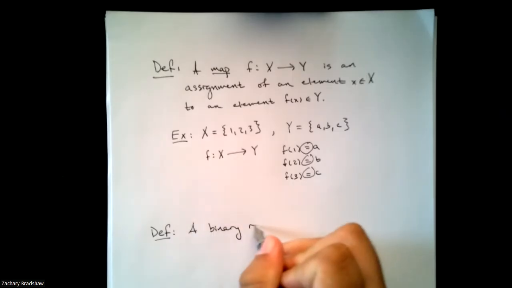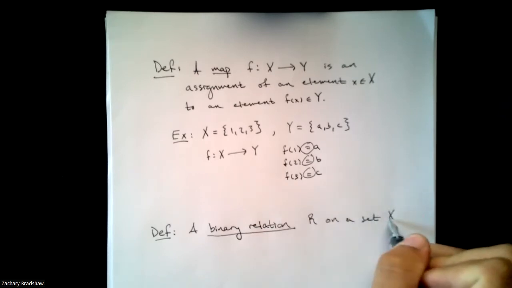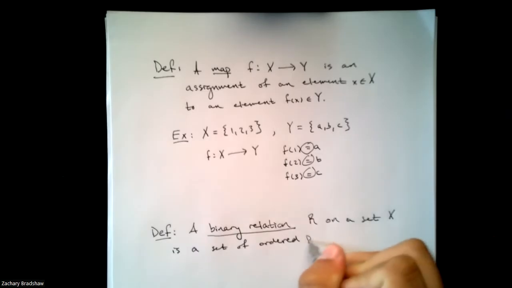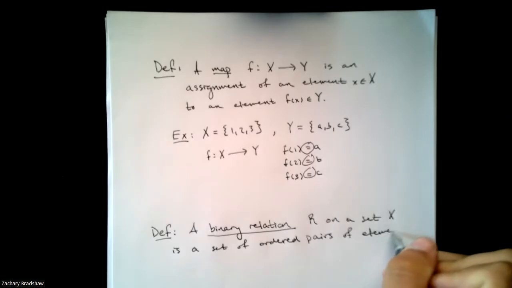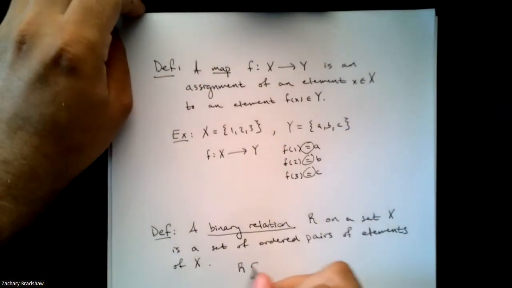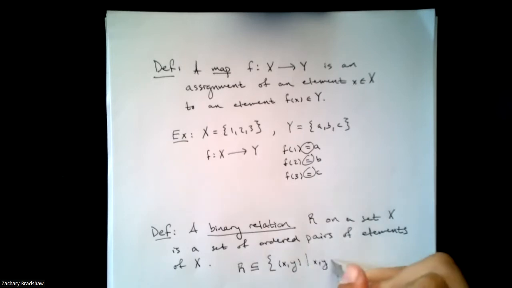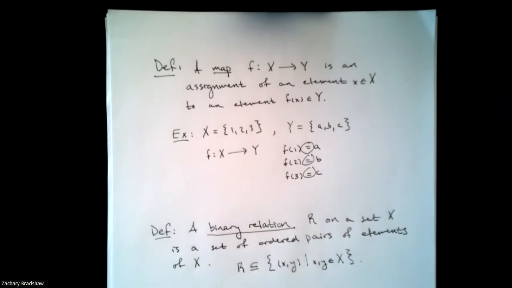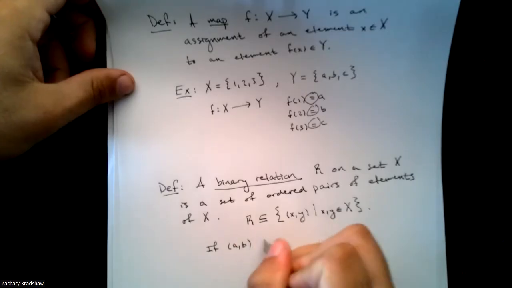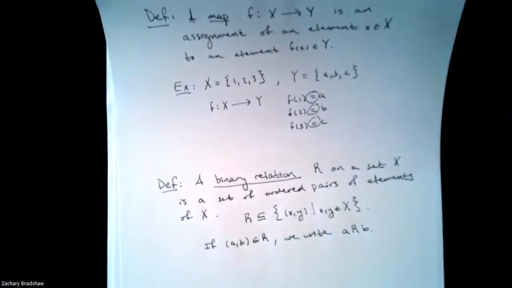A binary relation, we'll call it R, on a set X is a set of ordered pairs of elements of X. What does that mean? It means R is a subset of the set of ordered pairs. So when this is the case, if (a, b) is in R, we write a R b, and we say that a is related to b.